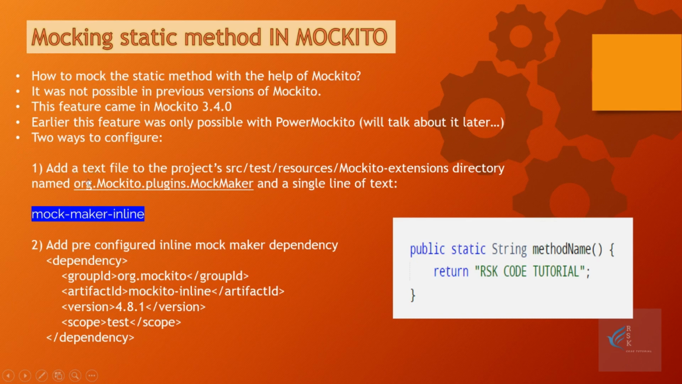So first, for testing a static method, we need to configure two things. First, we need to add a text file in the folder src/test/resources/mockito-extensions. We cannot change this directory name. It should be like this only. And in this, we need to keep a file with the name org.mockito.plugins.MockMaker. And in this file, we need to keep a single line: mock-maker-inline.